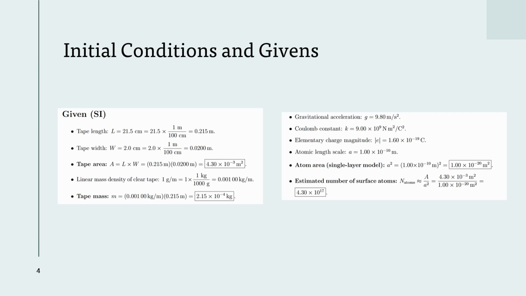To proceed with our calculations, we were given several initial conditions. We measured the tape length and width, which allowed us to calculate area. We were given linear mass density of the clear tape, which gave us the tape mass. And finally, we assumed an atom area, which allowed us to estimate the number of surface atoms along our area of tape.